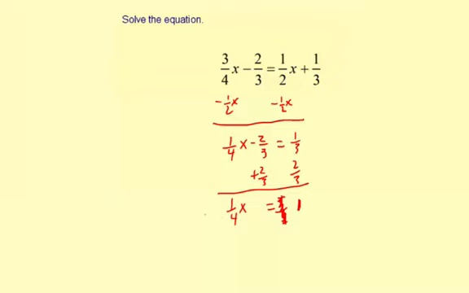We're almost done. What we have to do is multiply by the multiplicative inverse on both sides. We'll do that up here. So it'll be 4/1 times 1/4 x equals 4/1 times 1. So 4/1 times 1/4, that's going to be 4/4 x equals, and 4/1 times 1, well, that's simply 4 times 1, or 4. So 4/4 x equals 4. This 4/4 is simplified to 1, so we just have 1x, or x, equals 4.